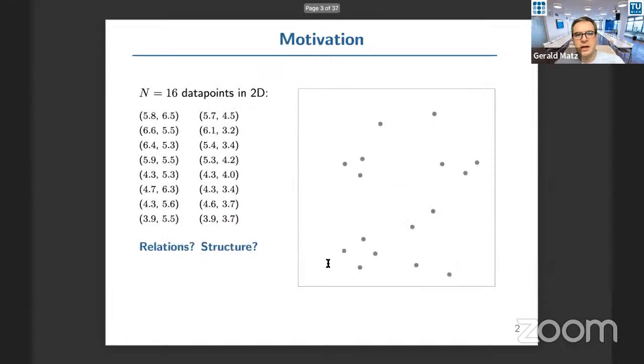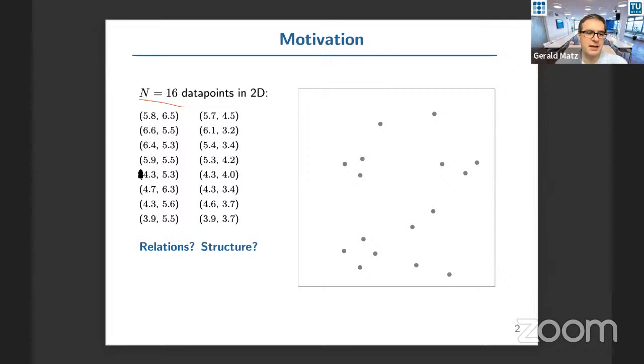So let me start with motivating this with a very simple toy example, just to get us going and give you kind of a preview of what we are about to do. Let's say you got a couple of data points. In this case here, there's 16 points that are given in 2 dimensions. Here you have the corresponding coordinates. And in data science, the idea is that we try to understand the structure of the data set, right? We want to figure out what kind of relations we got with the data at hand.